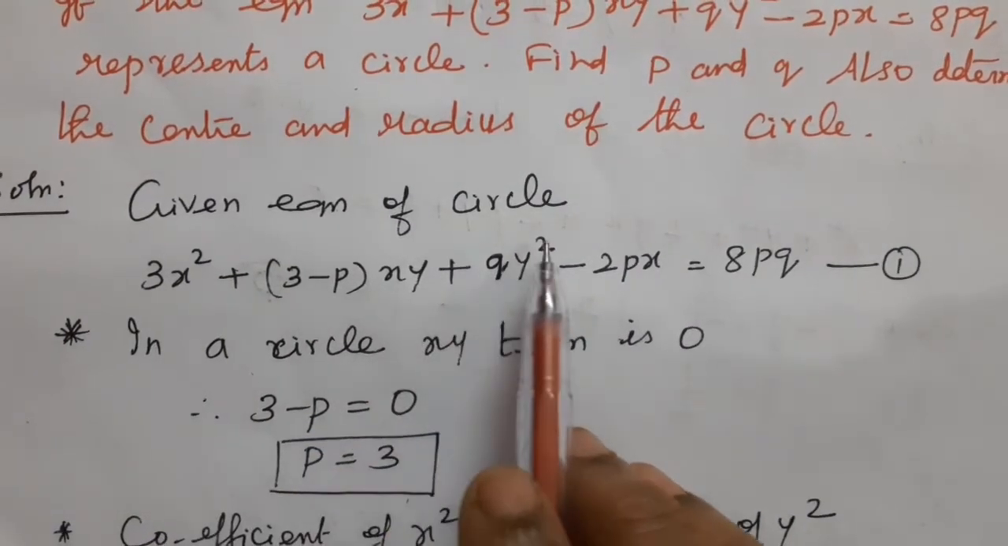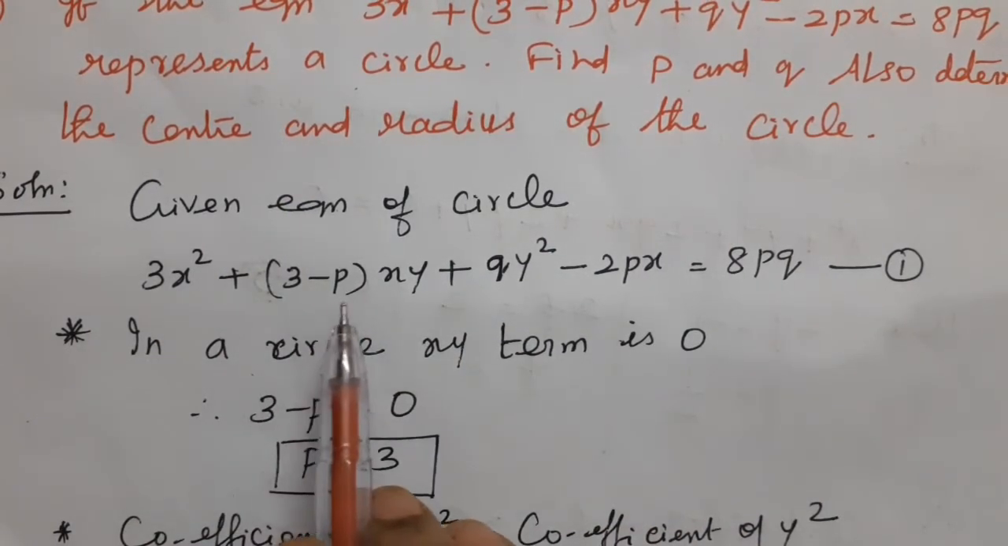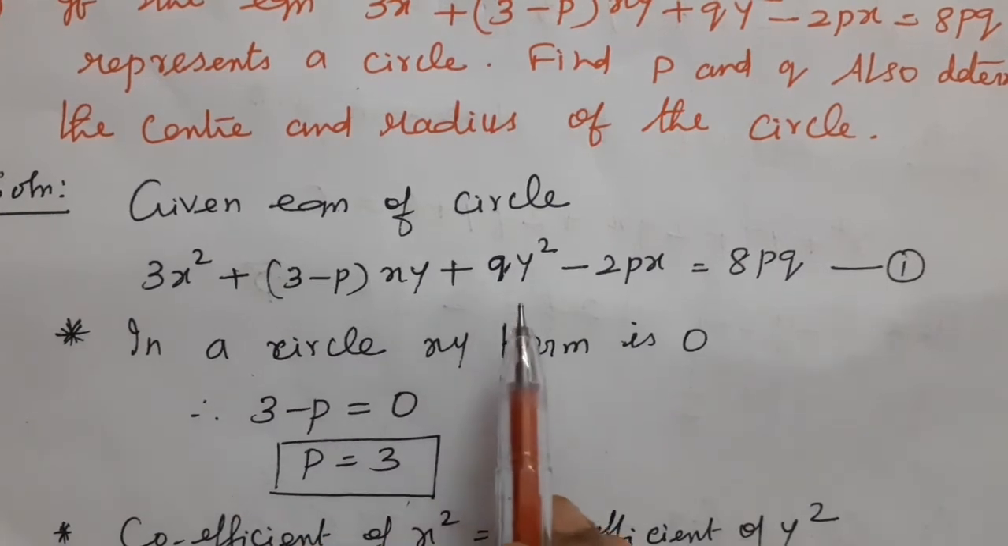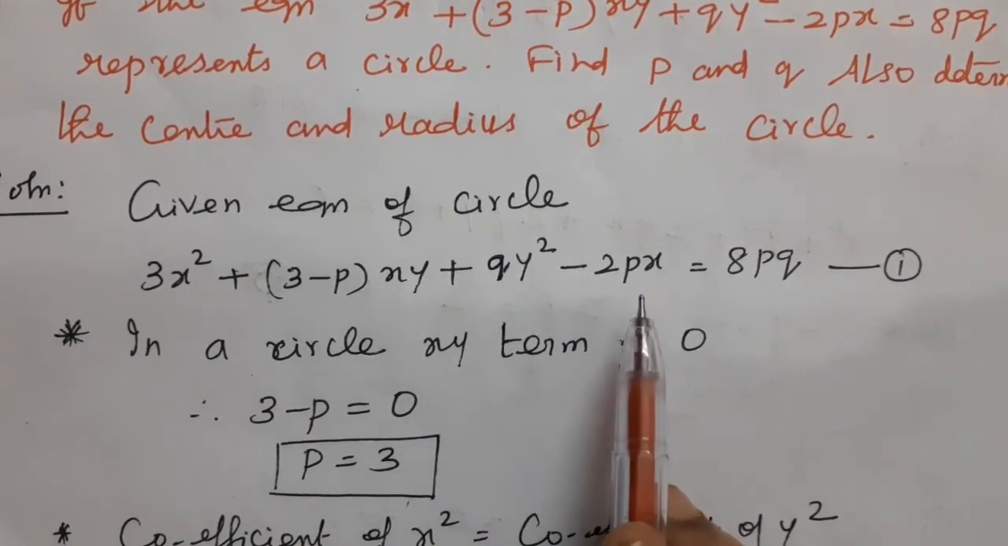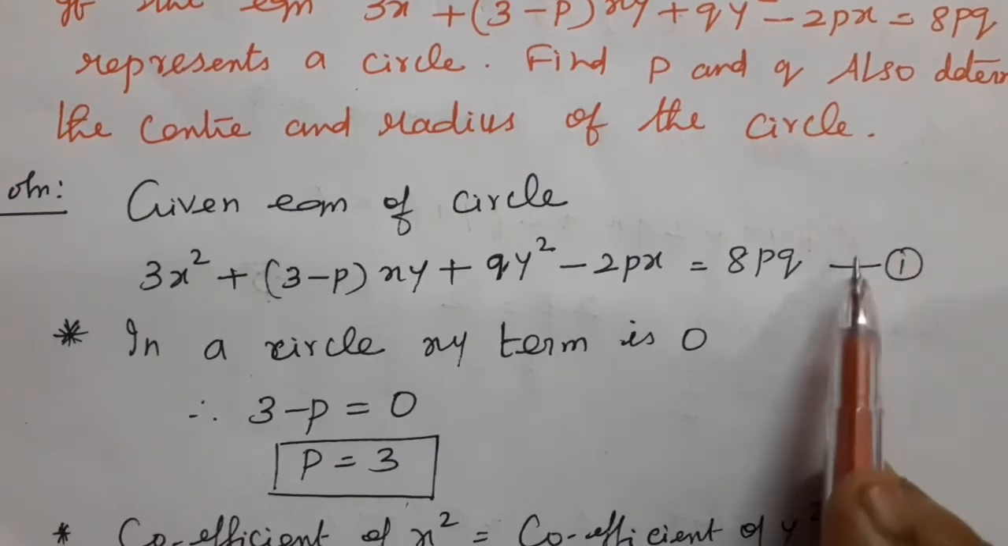The given equation of the circle is 3x² + (3 − p)xy + qy² − 2px = 8pq.